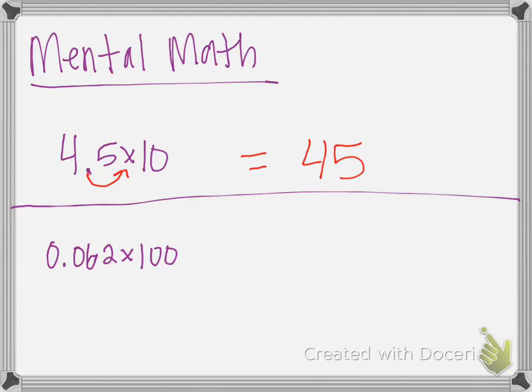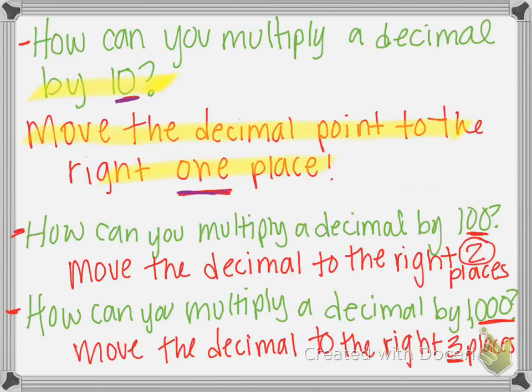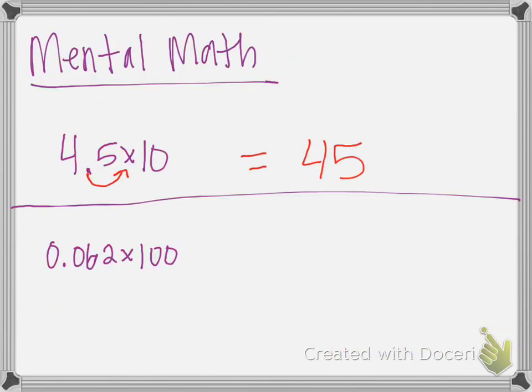Down here, we're doing 0.062 times 100, and if I go back and look at my rule for multiplying a decimal by 100, I have to move my decimal to the right 2 places. So I need to take this decimal, move it to the right 1 place, 2 places. It now goes there, so my answer would be 6.2. Easy peasy.